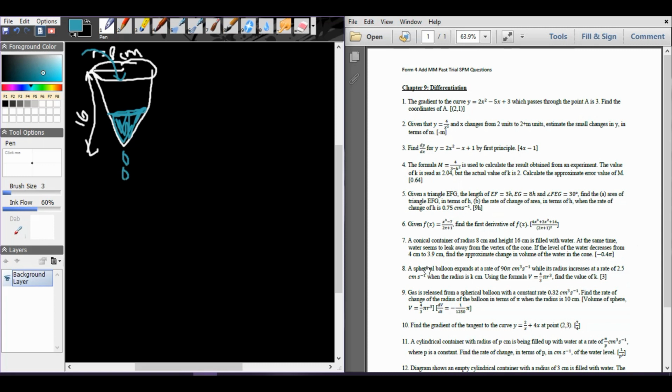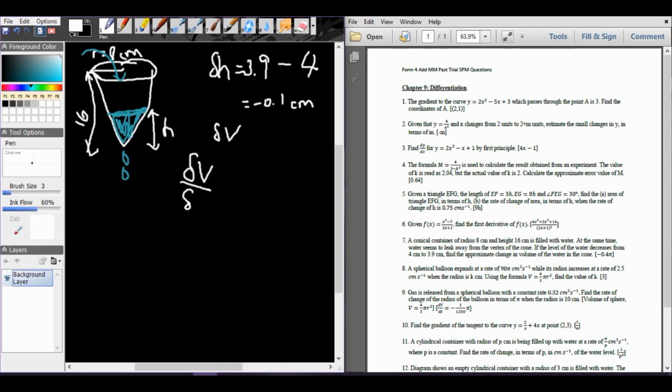If the level of water decreases from 4 cm to 3.9 cm. Okay, so let's say this is the height of the water level, h. At first, h is equal to 4 cm, but because this is leaking, it decreases to 3.9. So delta h equals 3.9 minus 4, which is negative 0.1. Find the approximate change in volume of the water in the cone. So we are going to find delta V. For this question, we use delta V over delta H is approximately equal to dV/dH. So delta V equals dV/dH multiplied with delta H. We already have delta H, so we have to find dV/dH.